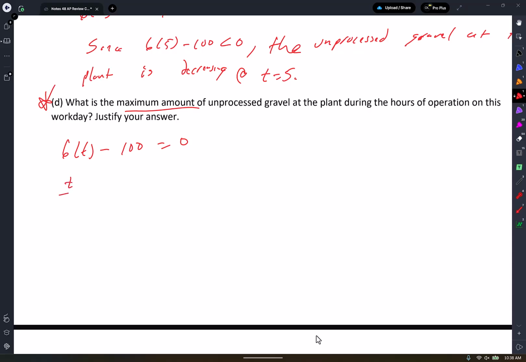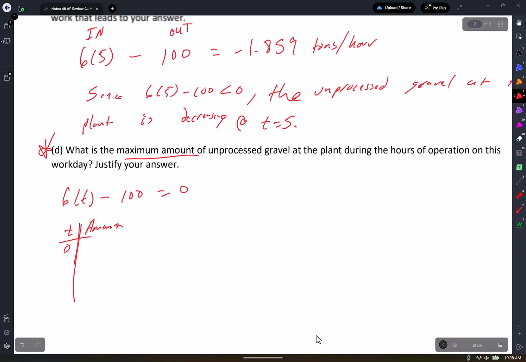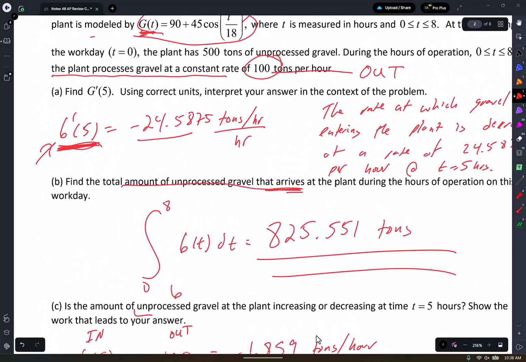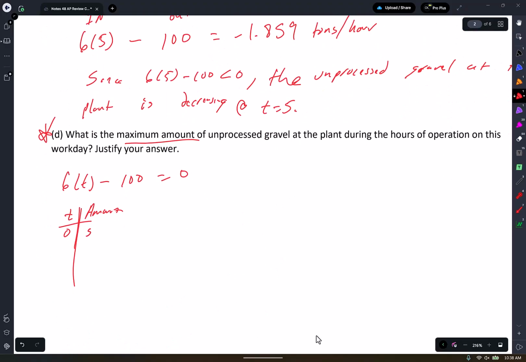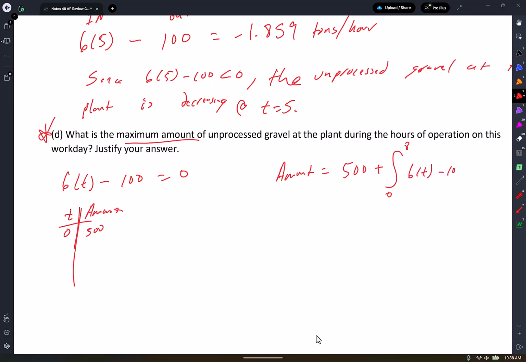So I'm going to go T, and I'm going to go amount. I'm going to go 0 for sure. At 0, I have how much? They already gave it to me. 500. At 0, I have 500. All right, here's my expression. Ready? Amount equals 500 plus the integral from 0 to 8 of g of t minus 100.